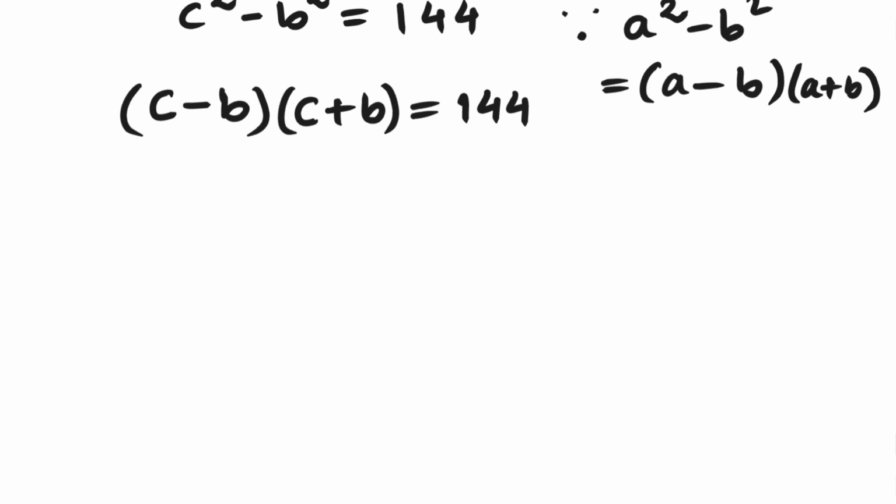Now, this is where the interesting part begins. Since the product of these two expressions equals 144, we must find all factor pairs of 144. Because C and B are whole numbers, both expressions, C minus B and C plus B, must also be whole numbers. Let us write the positive factor pairs of 144.